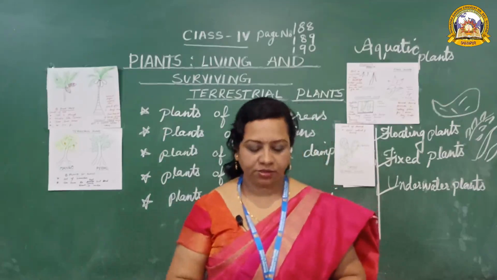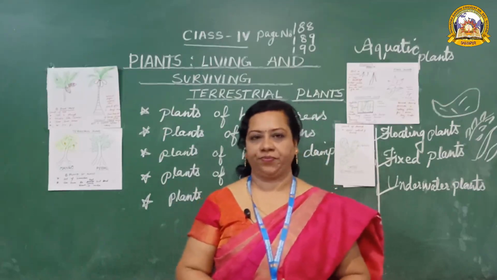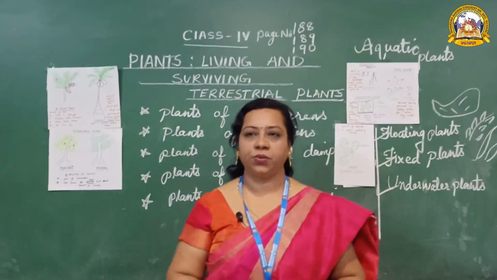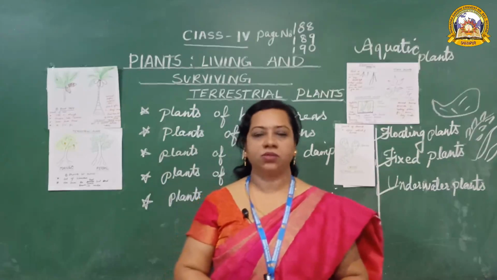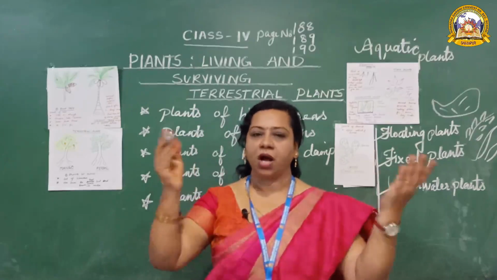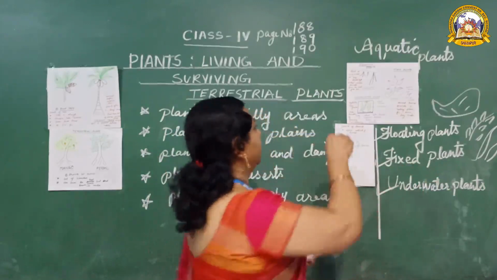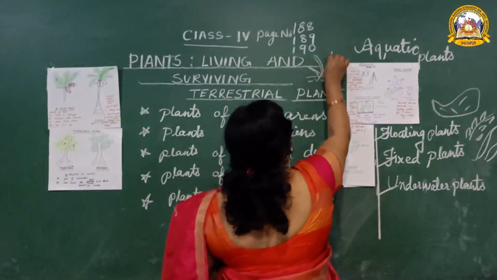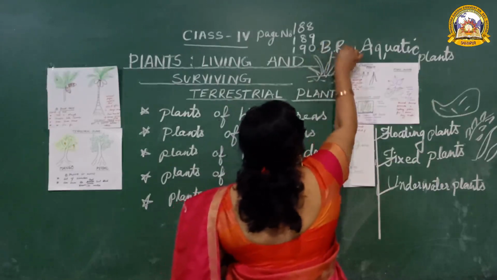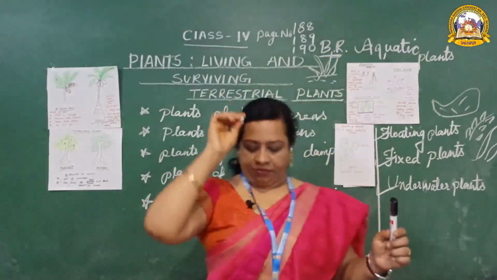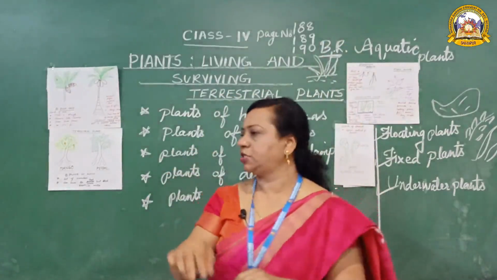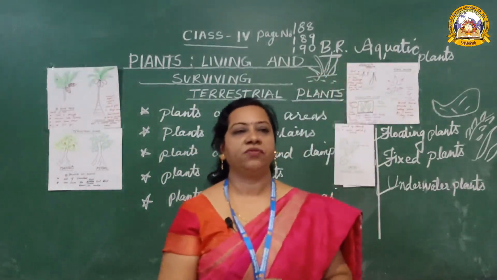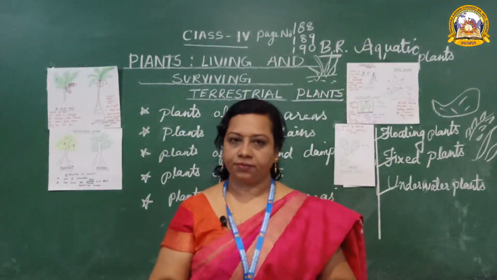In marshy areas, the soil is sticky and clay. They also have a special feature. Their roots are known as breathing roots because the soil is also covered with water. So the roots come out to breathe. The roots arise like this. Roots come out like this and are known as breathing roots. Is this clear for all? The special feature is that they are known as breathing roots because the roots are always covered with water. Clear?